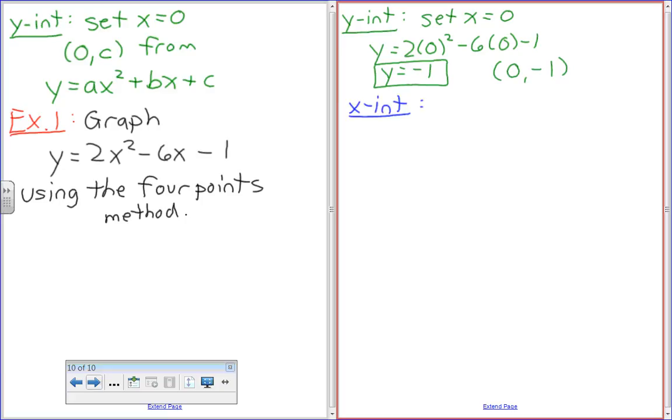How do you find the x-intercepts, please? Okay, somebody help her. How do you find the x-intercepts? David, go. Quadratic formula in this case, okay? So you're going to set y equals 0. You're going to try and factor if you can, but there is no guarantee.